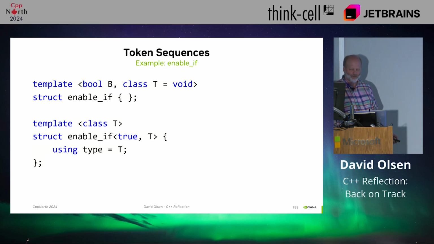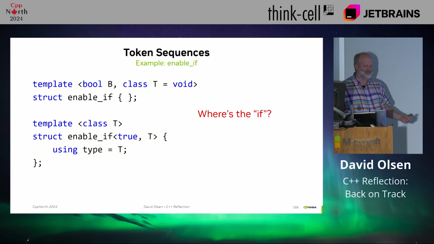Another quick example of token sequences. This is roughly how enable if is currently implemented. But this can be confusing to those unfamiliar with template metaprogramming. The name enable if implies that there should be an if in there somewhere, but there is none to be seen.